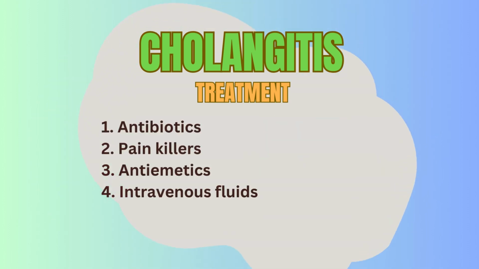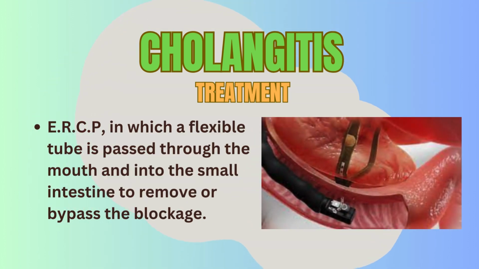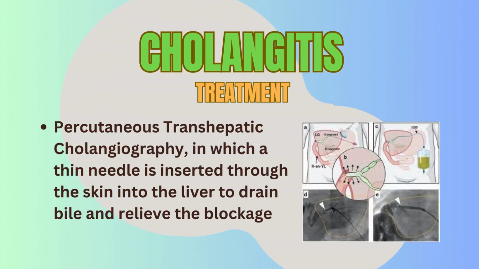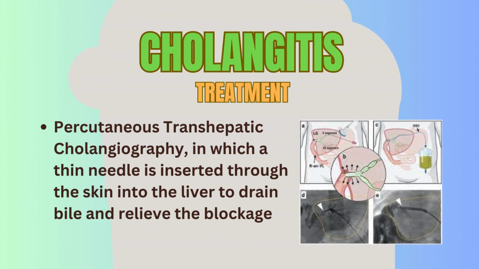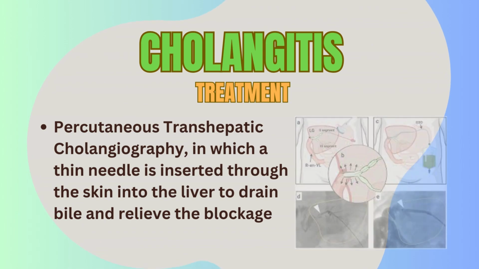4. Intravenous fluids are usually required, especially in cases where the patient is volume depleted. 5. Other interventions are required to address the underlying cause, such as removal of gallstones or tumors or drainage of bile. These procedures include: 1. ERCP, in which a flexible tube is passed through the mouth and into the small intestine to remove or bypass the blockage. 2. Percutaneous transhepatic cholangiography, in which a thin needle is inserted through the skin into the bile ducts, to drain bile and relieve the blockage.